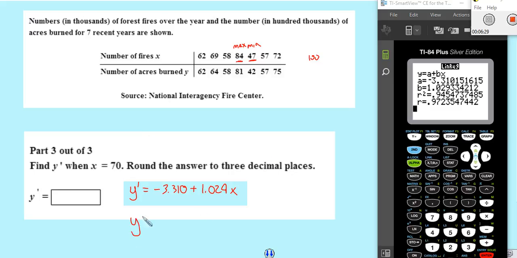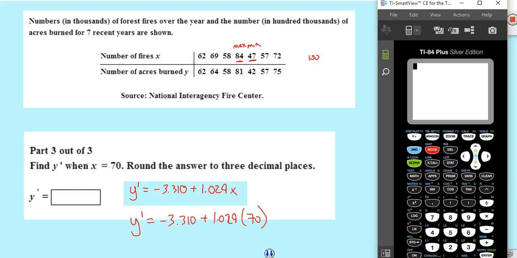So our answer, to finish this up: we take that 70 into the regression equation that we've created, and insert it for x. We take our calculator and type this in: negative 3.310 plus 1.029 times parentheses 70, close parentheses, enter, and we find out that our y prime would be 68.72 acres. That's how many acres we would burn approximately if we had 70 fires, based upon the data that we collected.